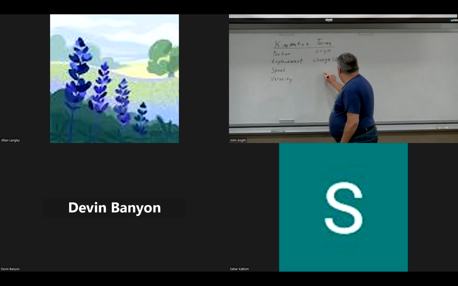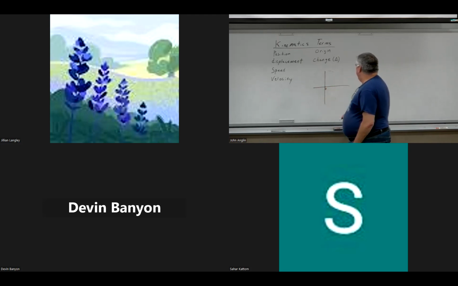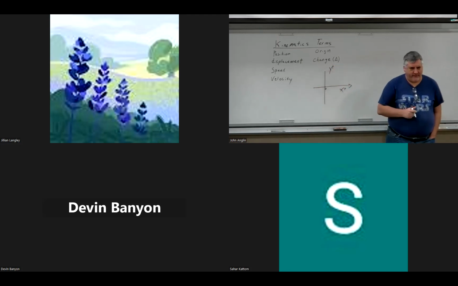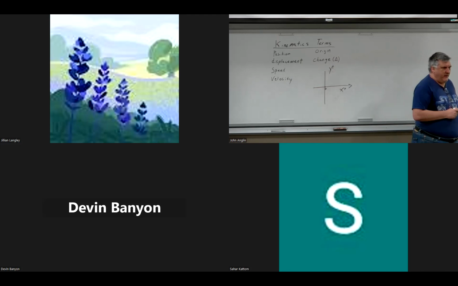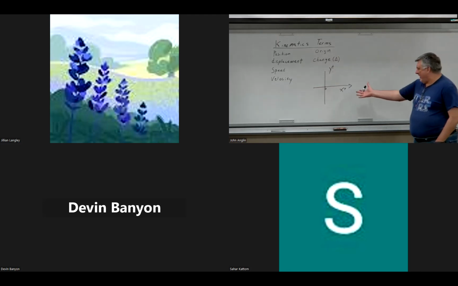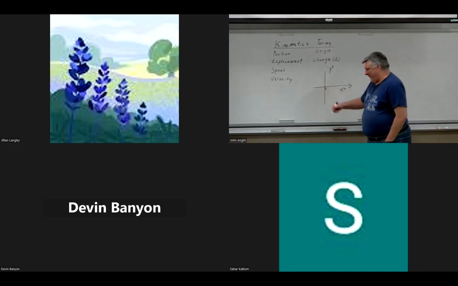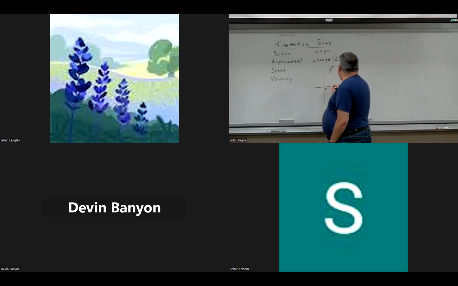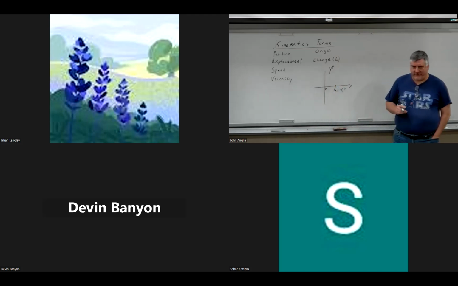Let's say I have some standard coordinate system with my origin at 0, 0. And we'll say moving to the right here is positive X, and moving up is the positive Y direction. If I walk, let's say this is my house or something, that's the origin, and I walk a mile in the positive X direction.